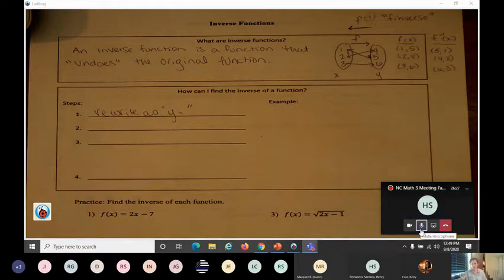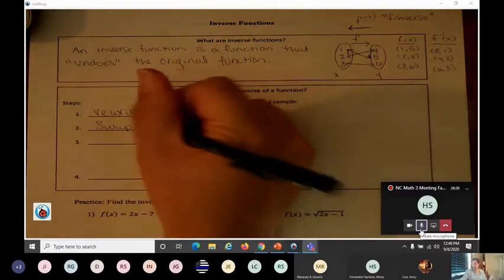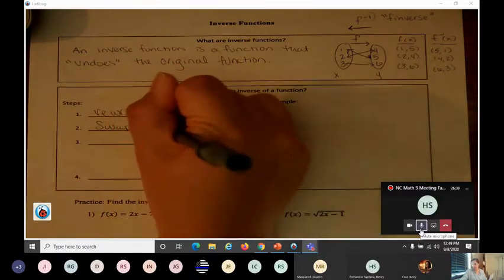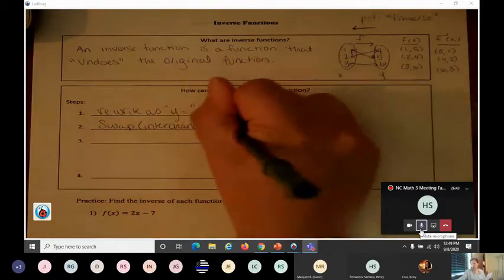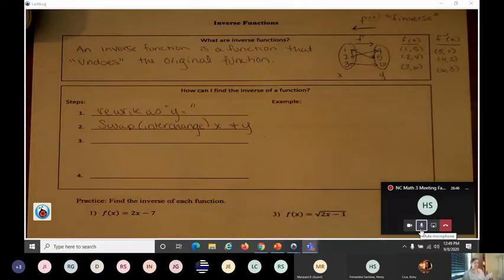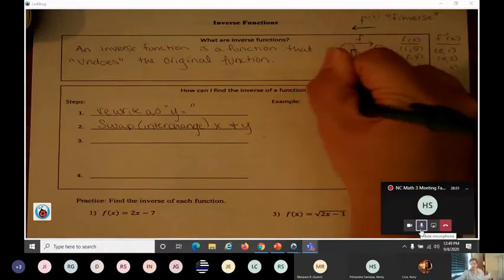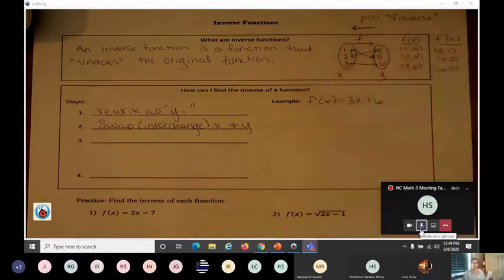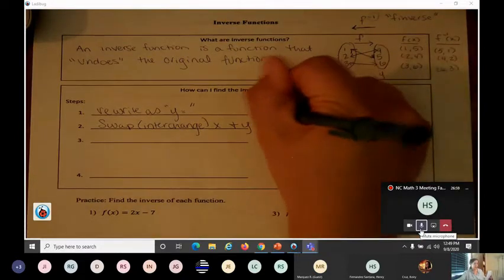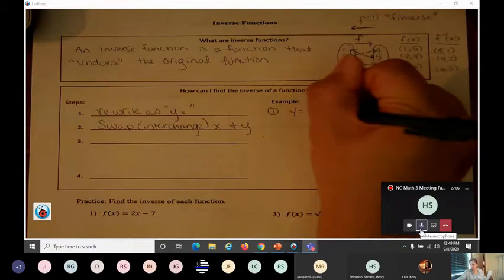Okay, so after that first step, rewriting as y equals, we're going to swap or interchange x and y. So I'm going to make up a function real quick for you guys to see the steps as we go. My function is going to be f of x equals 3x plus 6. That's my original. So for step 1, I'm replacing my f of x with y equals 3x plus 6.